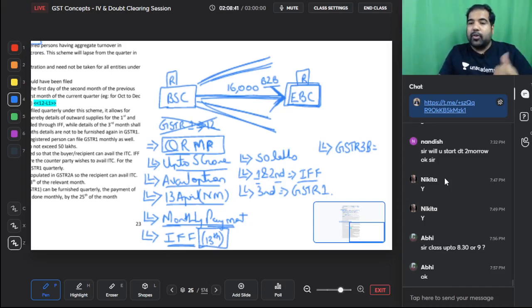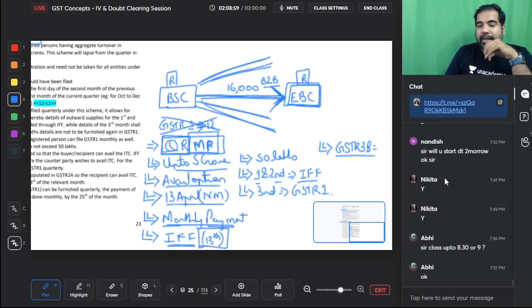Guys, what is the benefit of this scheme? The benefit of this scheme is you can file quarterly returns. So for the supplier, does the return reduce? Yes, only 4 returns of GSTR 1 and 4 returns of GSTR 3B. And for the recipient, they can file monthly IFFs also. So for the recipients, they can also get credit. Yes, so both problems are solved.